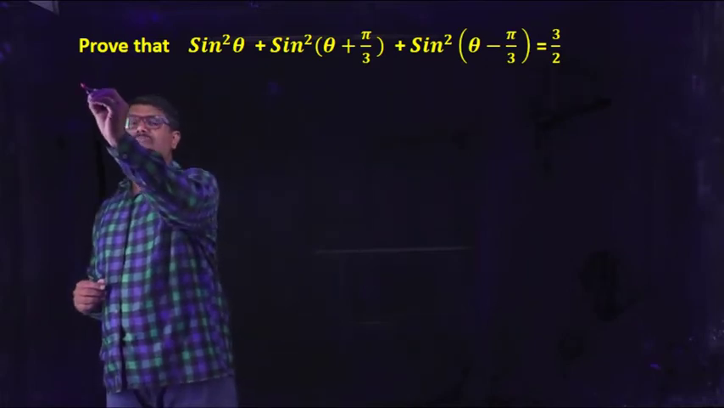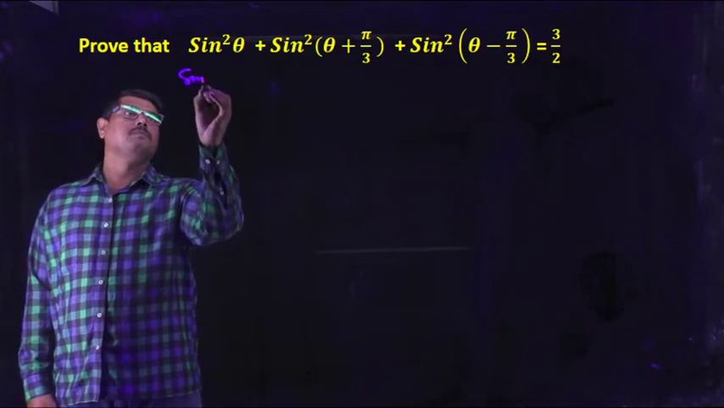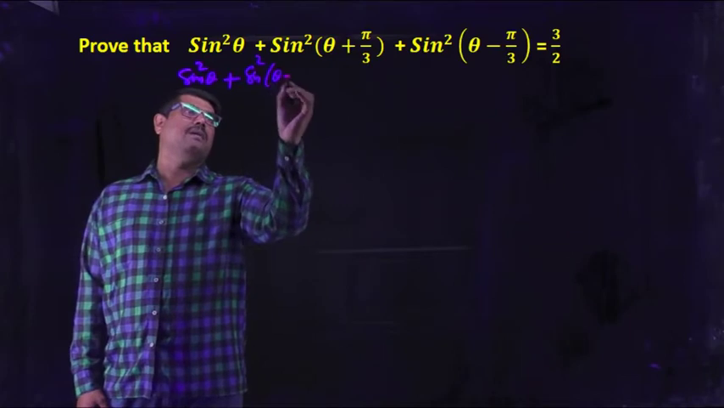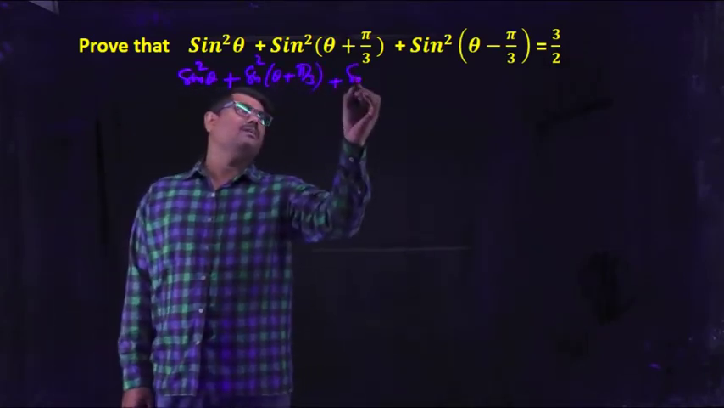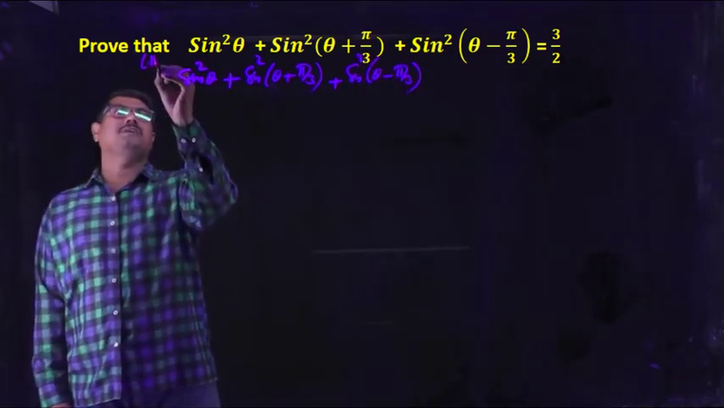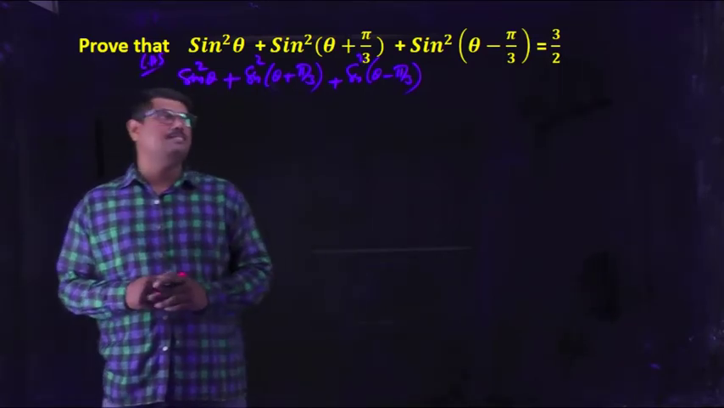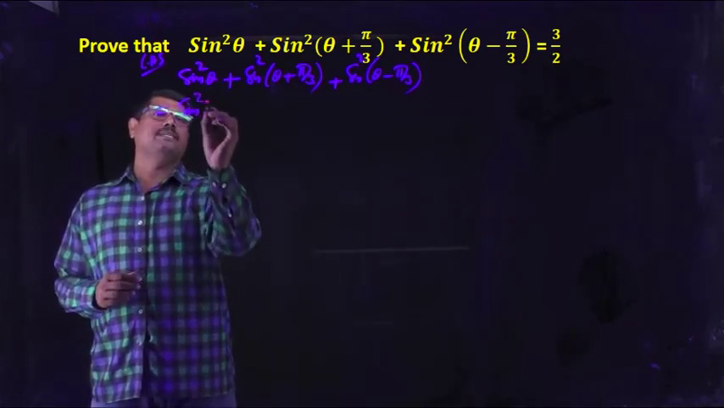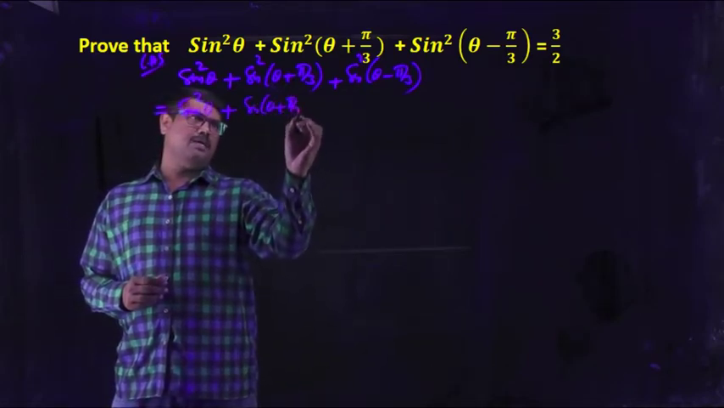Let us consider the given expression, which is sin square theta plus sin square theta plus pi by 3 plus sin square theta minus pi by 3. This is the LHS of the given problem. So by considering the LHS, we have to prove this value as 3 by 2. Now write this one like this, sin square theta. Write sin theta plus pi by 3 whole square.